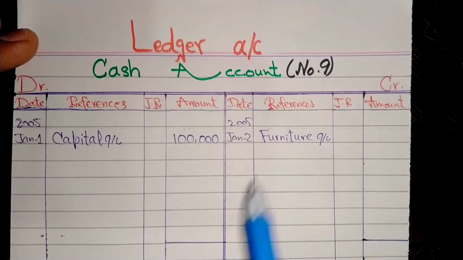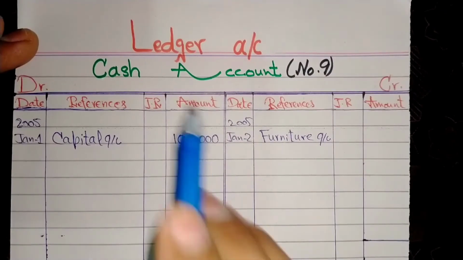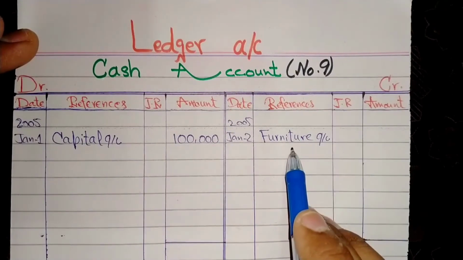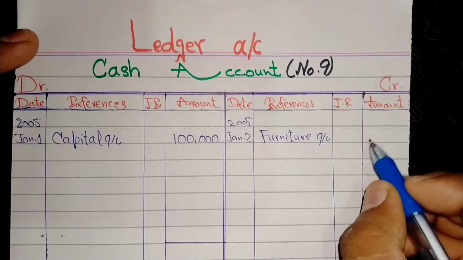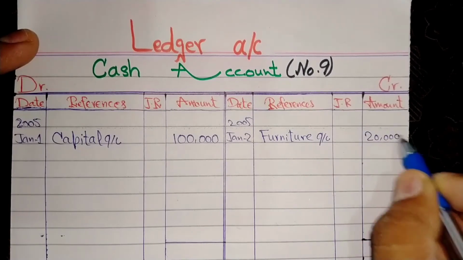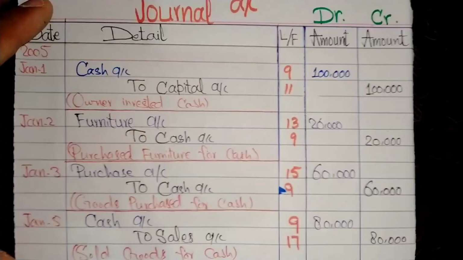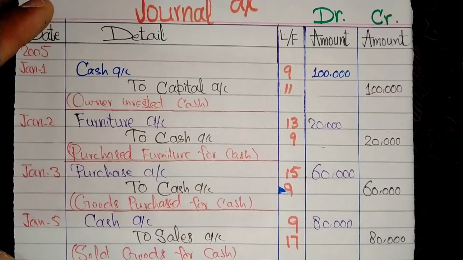Okay, we can say cash account credit with furniture account with amount 20,000 rupees. Entry has been done here. Same as previous treatment. Now we will move toward the next procedure, which is goods purchased for cash, on Jan 3rd.